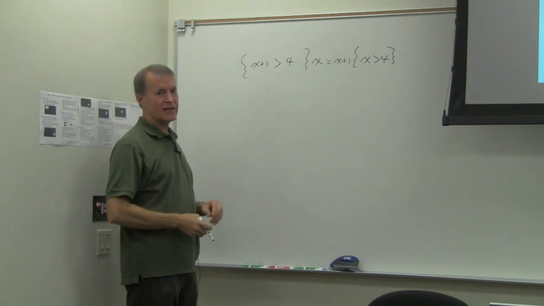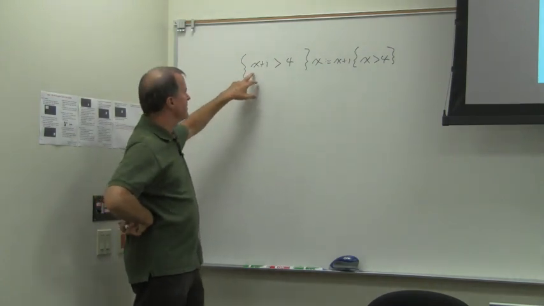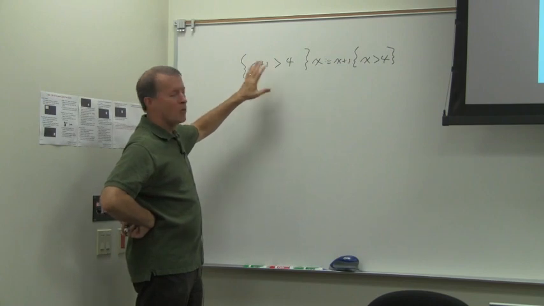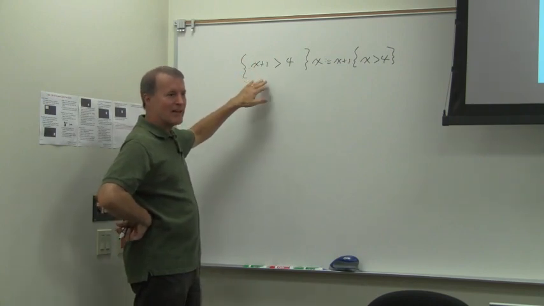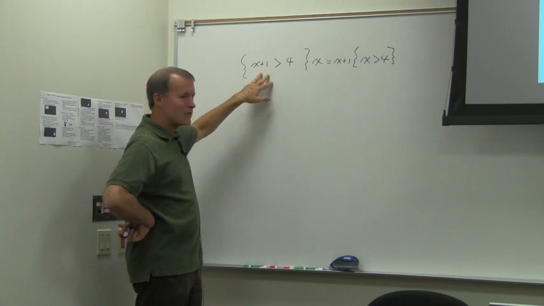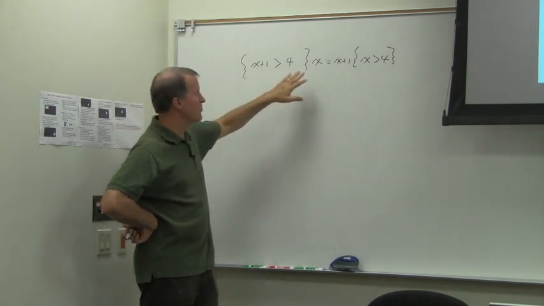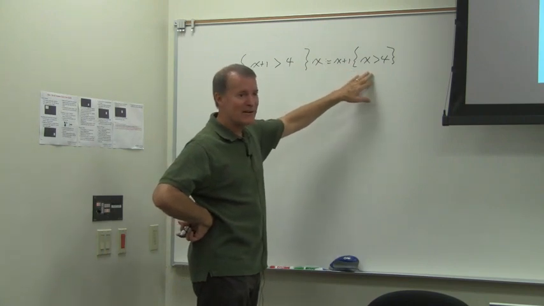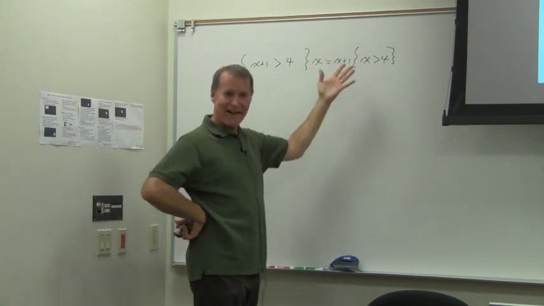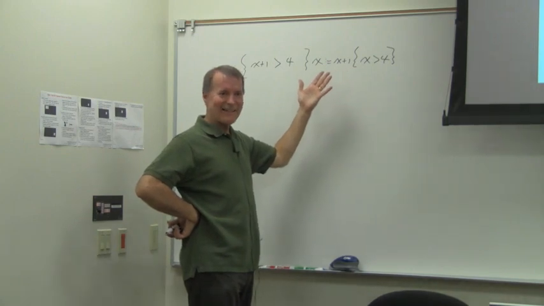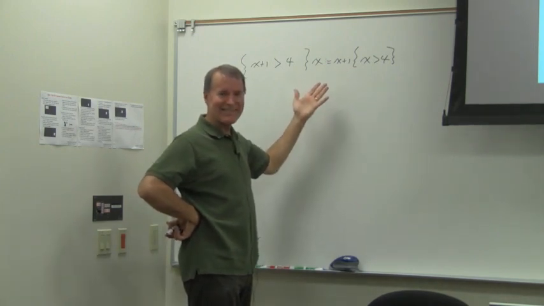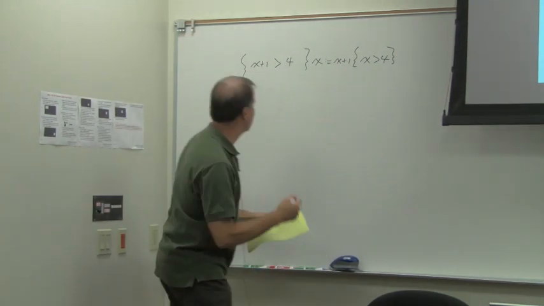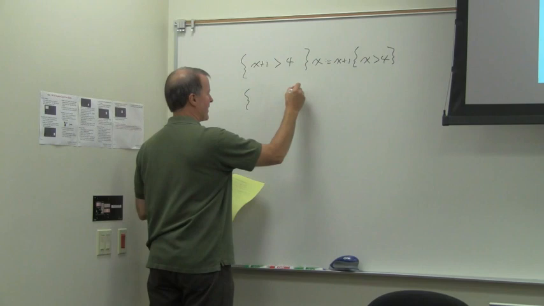Does everybody see that? Now, do you believe this? Because if x plus 1 is greater than 4, that means x is greater than what? 3. X is greater than 3. Well, does this make sense? If x is greater than 3 and you do x gets x plus 1, is it guaranteed that x is greater than 4? Yeah. See? It works. Does everybody see that it works like that? Okay, here's another one. Fill in the blank.